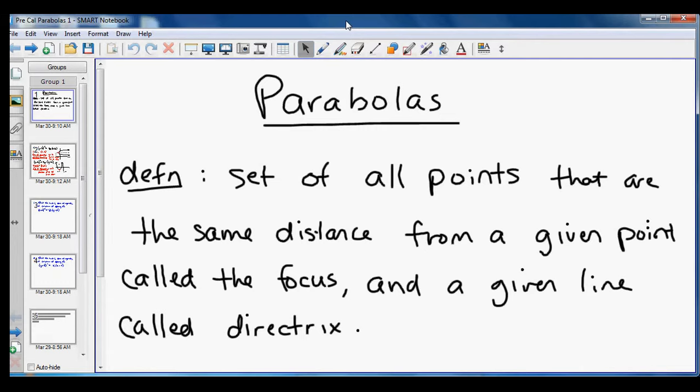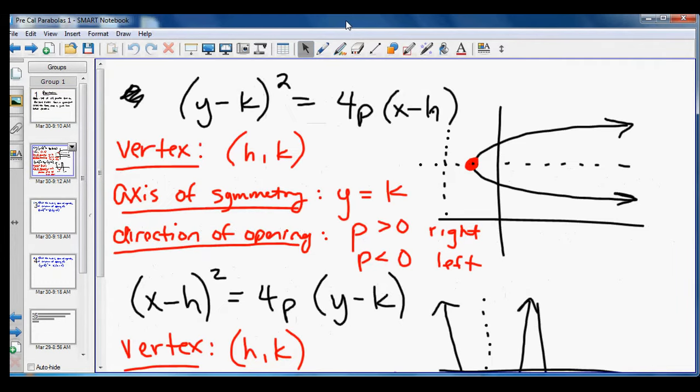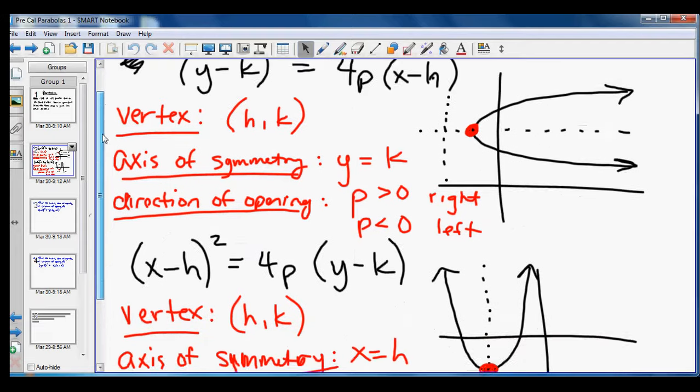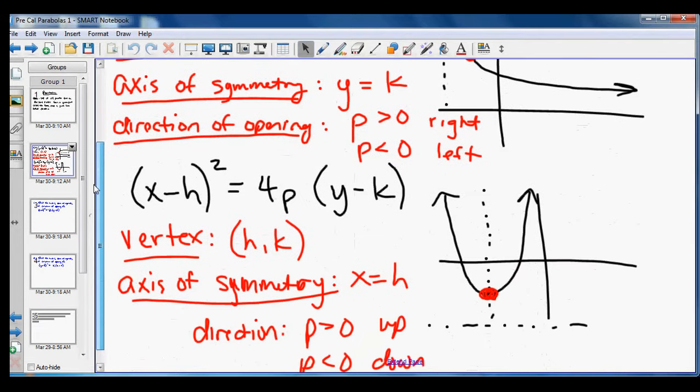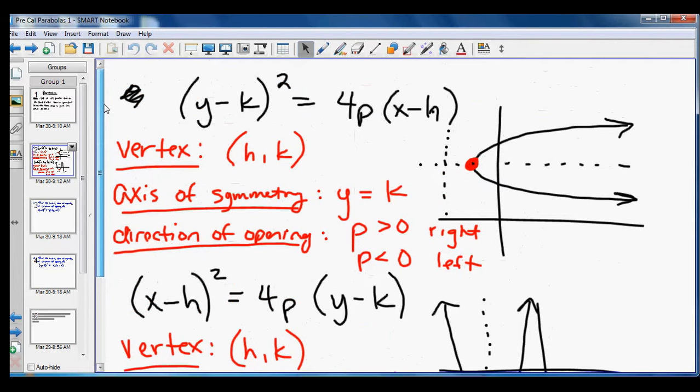On this slide you can see we can have parabolas that are horizontal, facing left or right, which is the one on top, or ones that are vertical, which is what we're more familiar with because those are functions. Like down here, that can be up or down. But our equations do work out a little differently whether we're dealing with a horizontal or vertical.